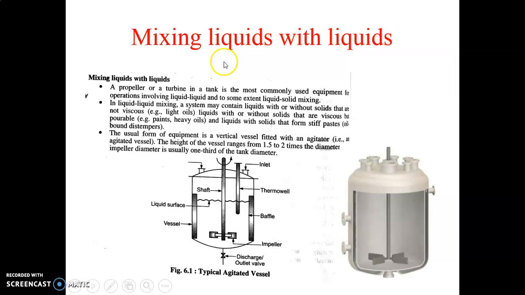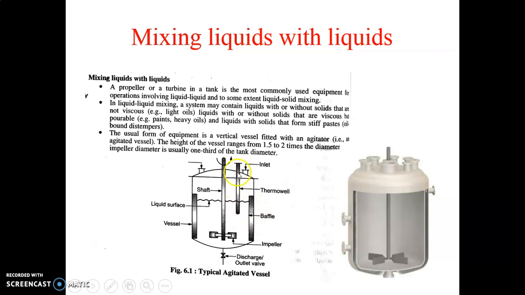Generally the mixing of the liquid is carried out in this tank, so it is called an agitated vessel. And these baffles are provided. The baffles are nothing but rectangular strips or plates provided in the tank to reduce the vortex. This point I will discuss in the next lecture.